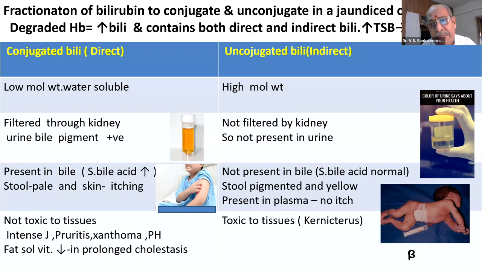In contrast, unconjugated bili is high molecular weight and it's not filtered by the kidney. So it is not present in the urine when there is hemolysis or prehepatic jaundice. And of course, the stool is always pigmented. It is present only in the plasma and you don't have itching. But it is toxic. Toxic to the brain, as a classical example, you will get kernicterus.